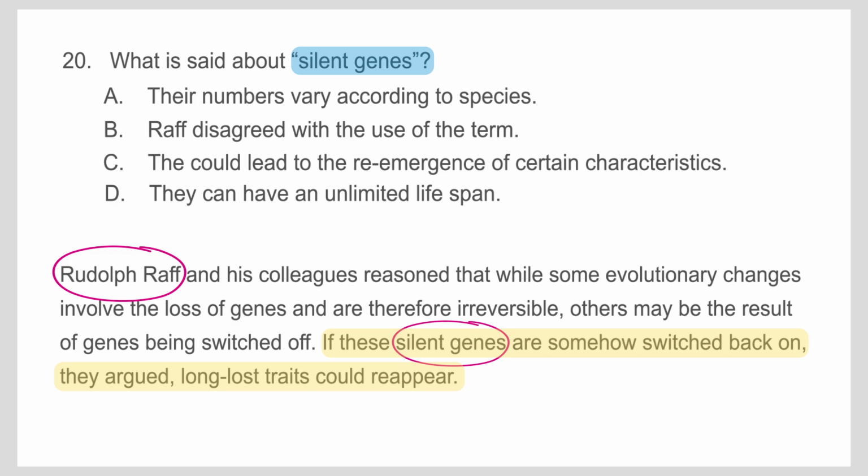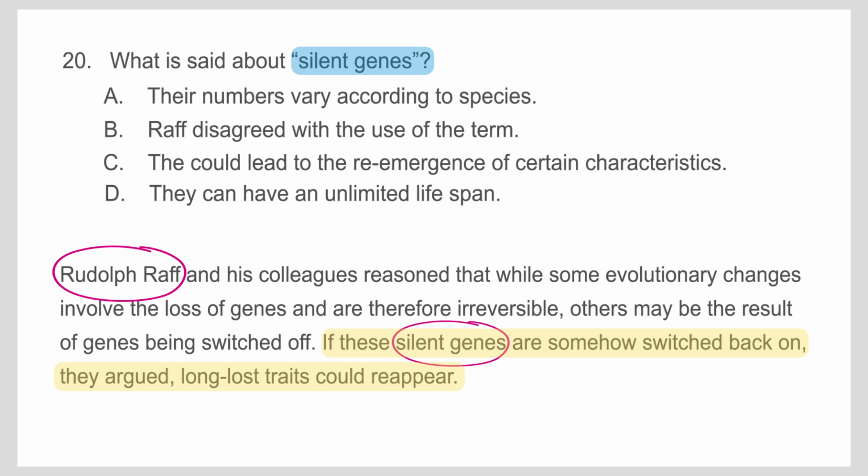Now let's read the choices. A, their numbers vary according to species. B, Raff disagreed with the use of the term. C, they could lead to the re-emergence of certain characteristics. D, they can have an unlimited lifespan.